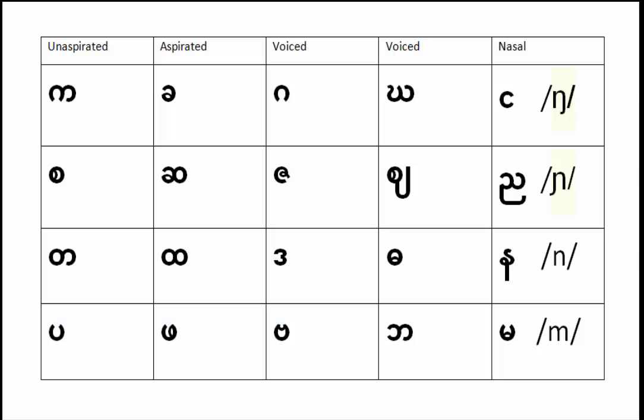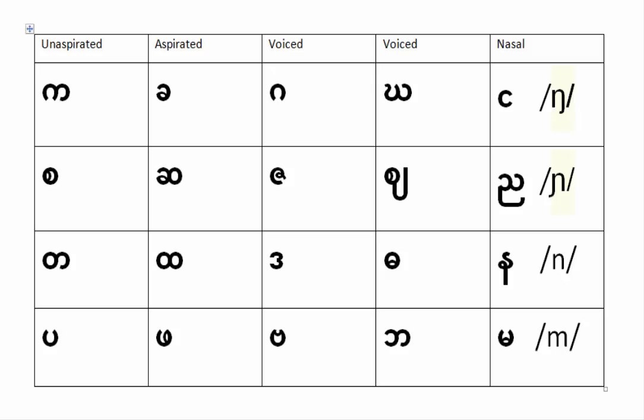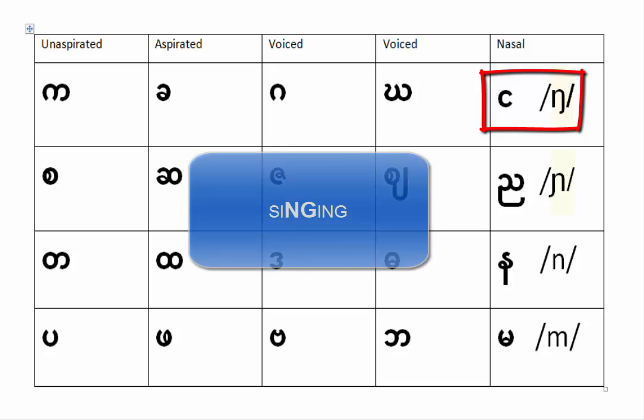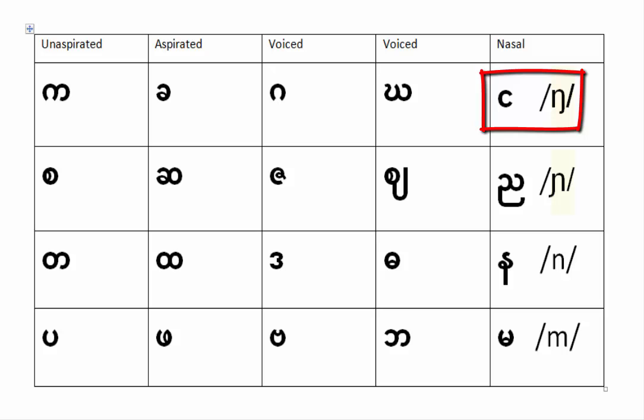This is the alphabet table, and here are the 4 nasal consonants: nga, nya, na, ma. Let's focus on the letter nga, which carries the consonant sound ng, which you can find in the English word singing, but it occurs in the middle of the word. In Burmese, however, this consonant occurs at the beginning of the word.